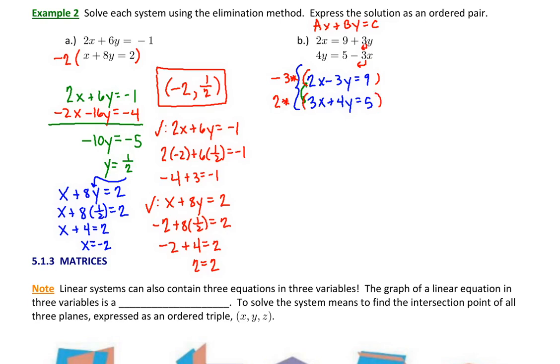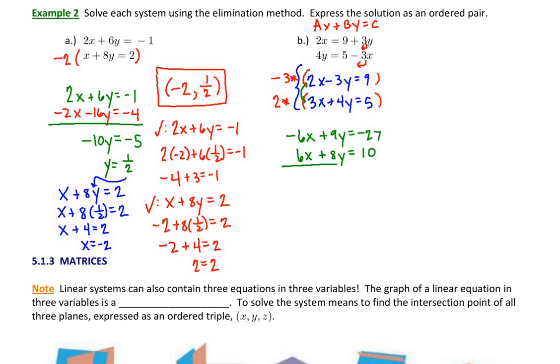So let's go ahead and apply those multiples throughout the equations. So looking at equation 1 there, distributing the negative 3 to all terms of the equation, that's going to give us negative 6x plus 9y equals negative 27. And then distributing 2 throughout the second equation, we get 6x plus 8y. Don't forget about the right side. We're multiplying that by 2 as well, so we get 10. And look what we've achieved. X now has opposite coefficients, a negative 6 and a positive 6 in those equations.